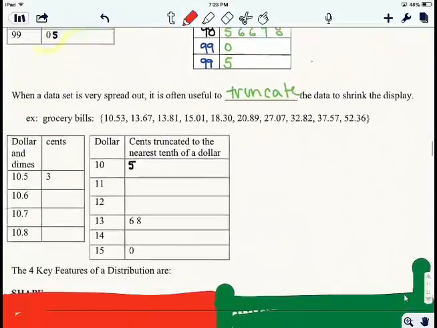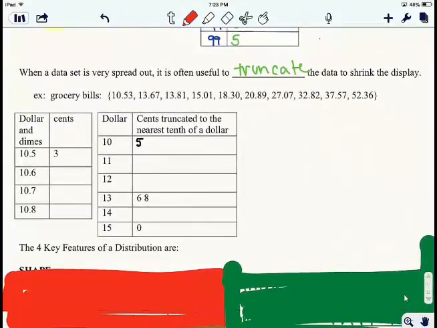Down here we would want to truncate the data, which is the opposite. It's too spread out, and so right here we have 10.53, and in order to get to the next one we'd have to have a super long stem and leaf plot. Instead, if we just went ahead and got rid of the 3, we didn't round, we just truncated it, now we have a spot. The next one, 13.67, if we just truncate it, it makes it more condensed.